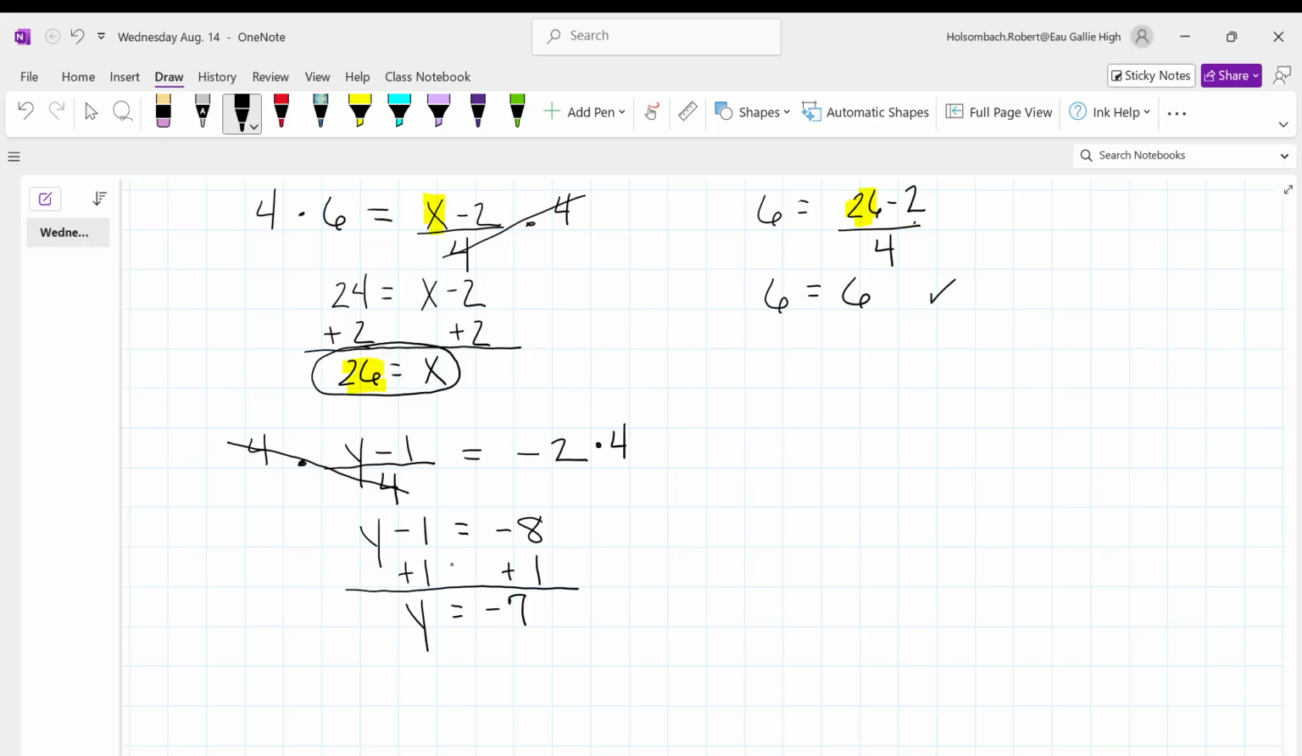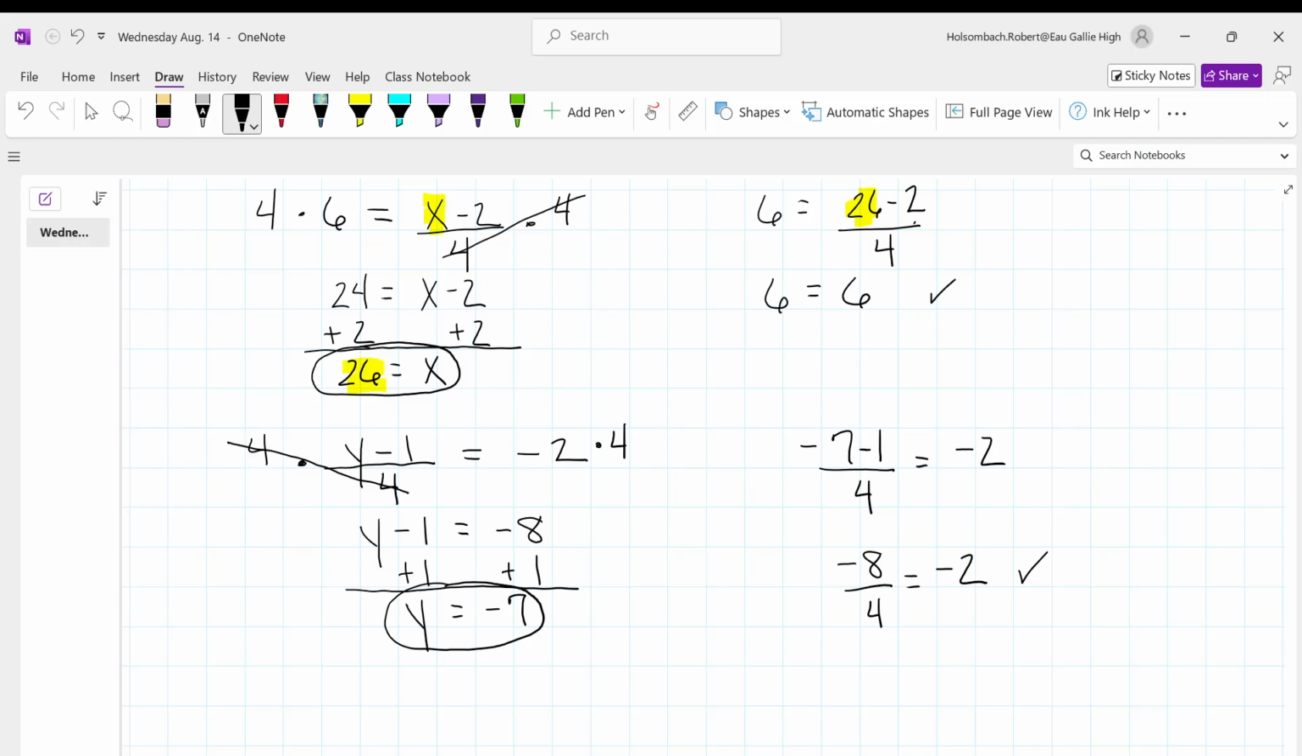Take that, go back to the original equation. Is negative 7 minus 1 divided by 4 equal to negative 2? Well, negative 7 minus 1 is negative 8. So does negative 8 divided by 4 equal negative 2? It does. So this solution is correct. Questions?